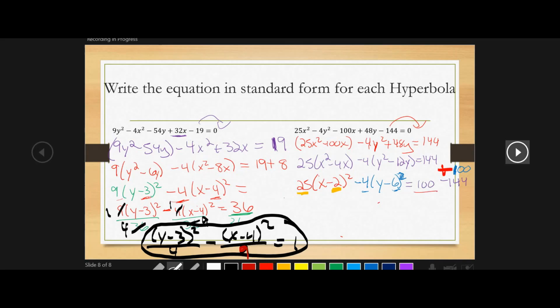Divide everything by 100 because I don't want 100 over there. I want a 1. And then I can simplify everything out. This will become 1. This will become 4. This will become 1. This will become 25. So it becomes, final answer, x minus 2 squared over 4 equals, minus y minus 6 squared over 25 equals 1.